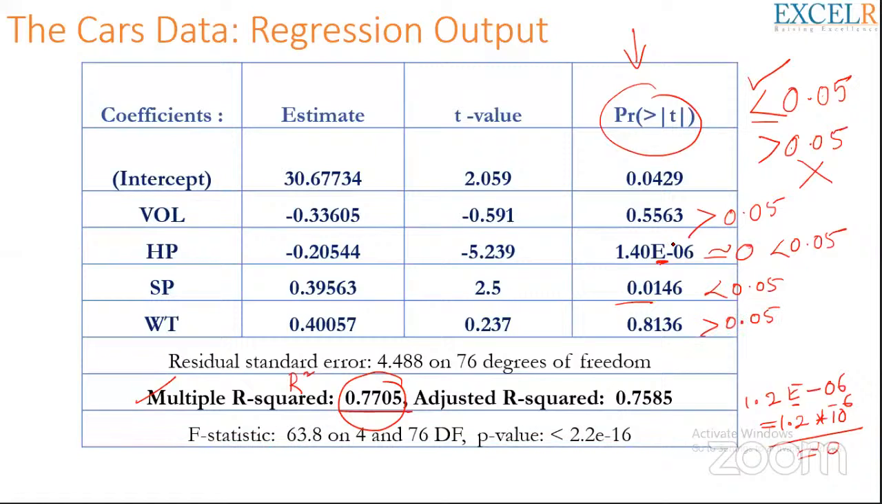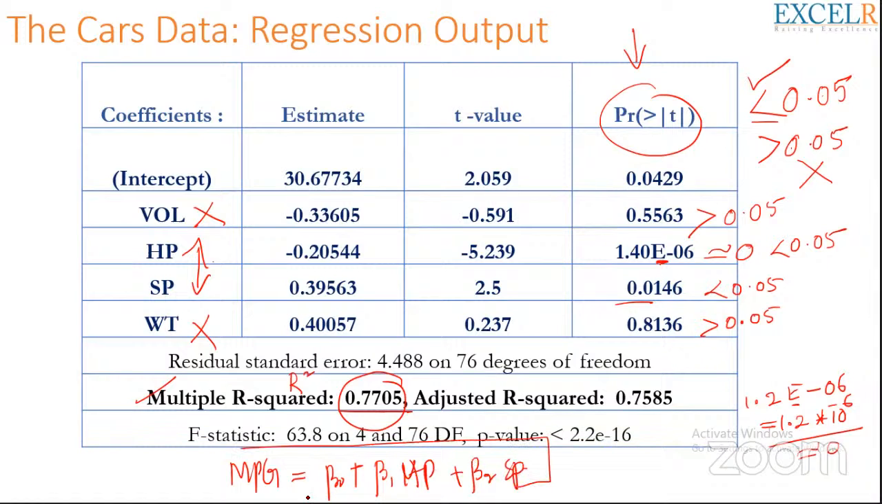Now out of all these things, this variable volume is not significant and weight is also not significant, and the leftover variables are these, HP and SP. Now my regression equation would become like this. MPG is equal to beta naught plus beta 1 into HP plus beta 2 into SP. Right. So this is my regression equation. That's how you can build the regression equation and evaluate it based on this. Okay.